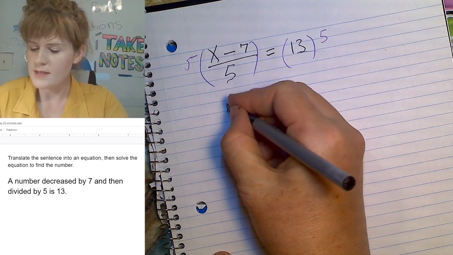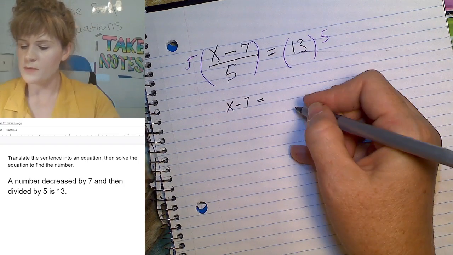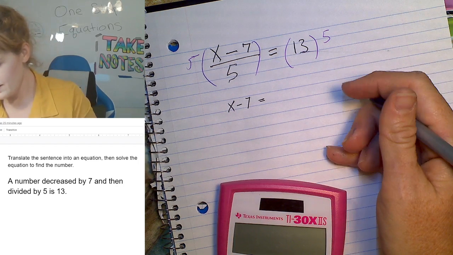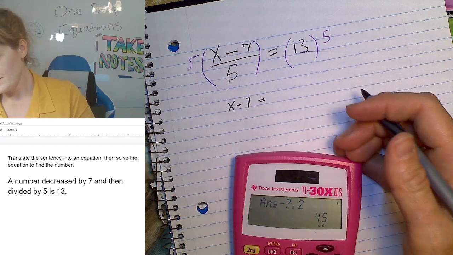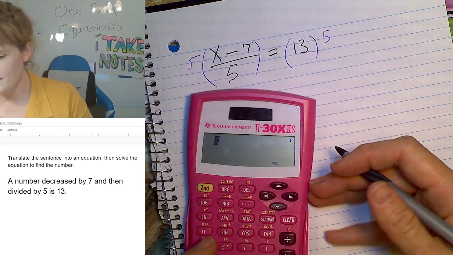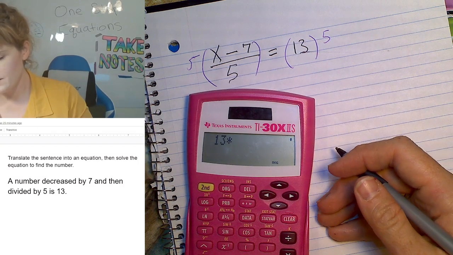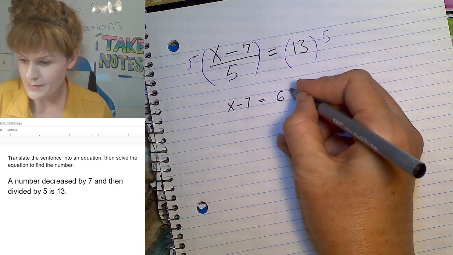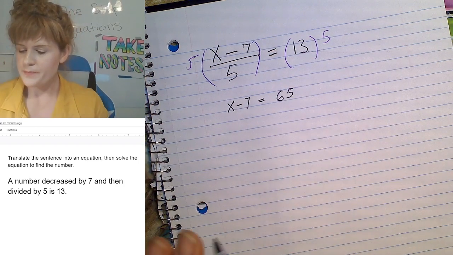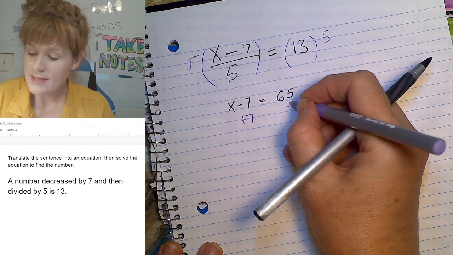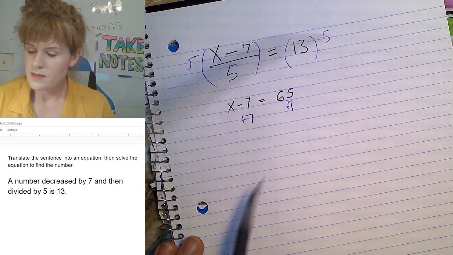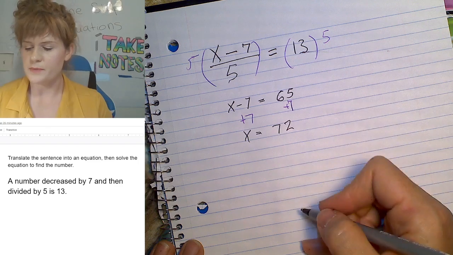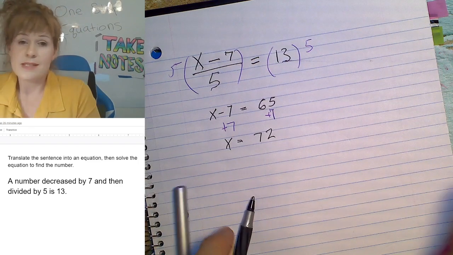And I get x minus 7 equals 65? Is that right? It must be right. I hate making mistakes though, and I hate doing it in my head. 13 times 5 is definitely 65. Of course it is. Why do I even doubt myself? Okay. Add 7 to both sides, and I get x equals 72. And then check my work.